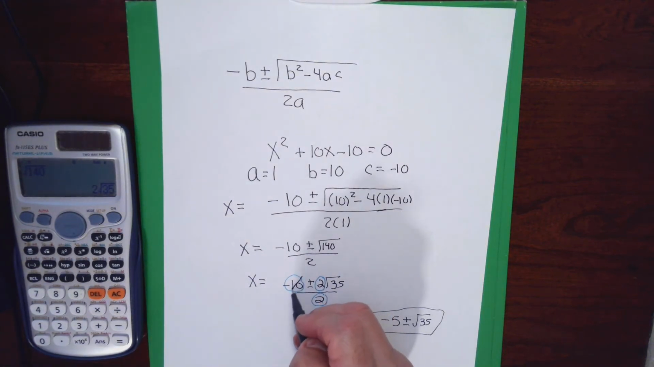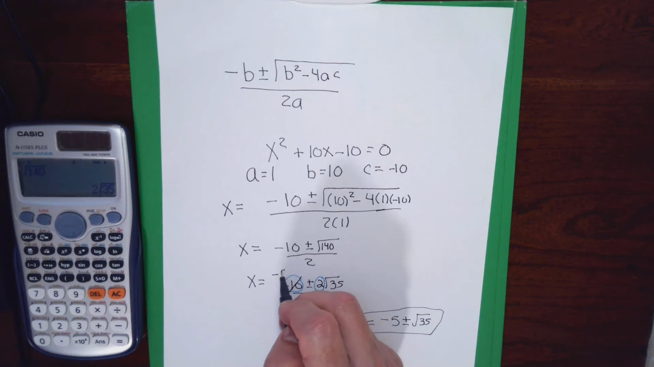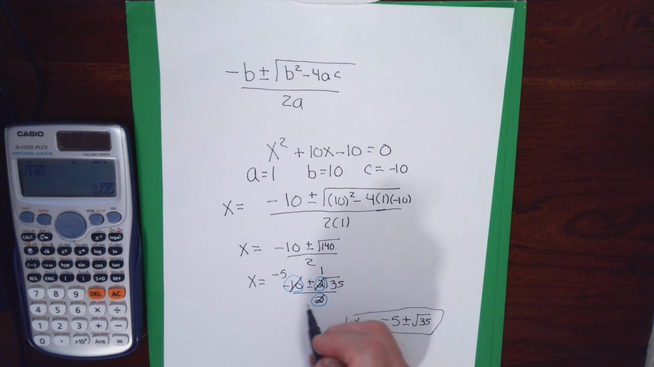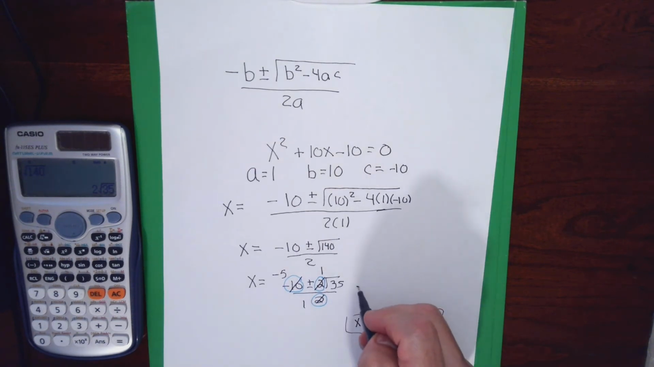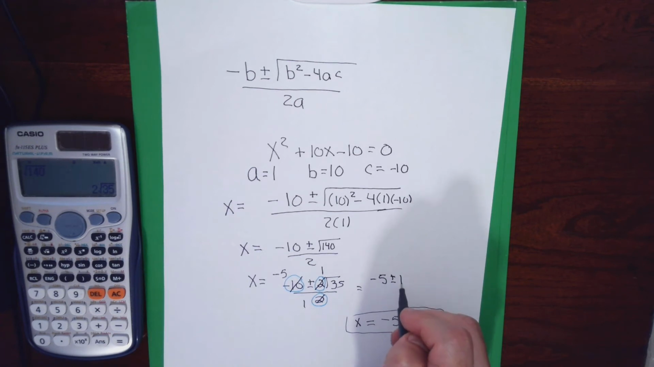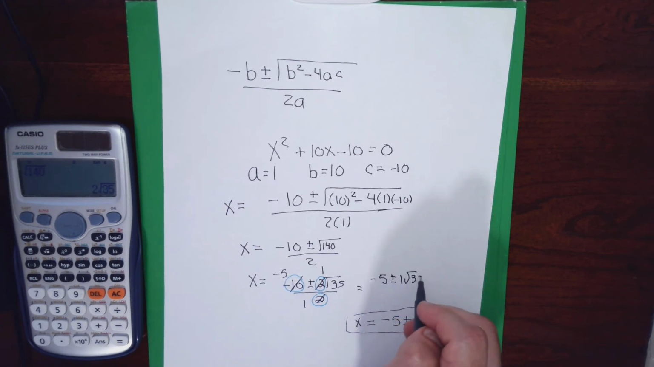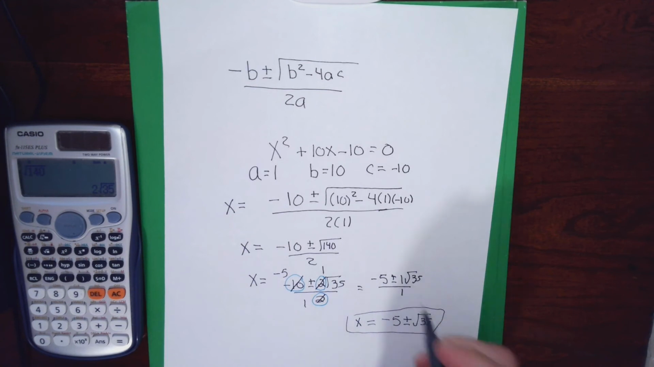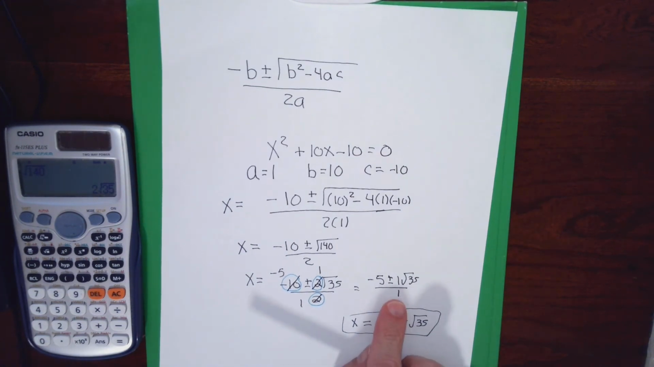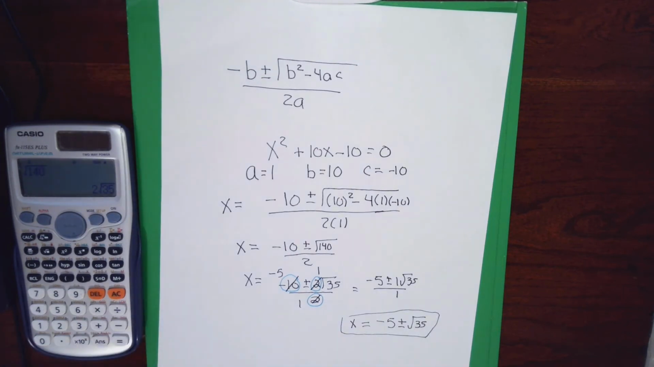I'm going to go negative 10 divided by 2 is negative 5, 2 divided by 2 is 1, 2 divided by 2 is 1. What I have now is negative 5 plus or minus 1 square root of 35 over 1. And that's equal to what my calculator gave me because I don't need to write the 1 in the denominator. If fractions with 1 in the denominator aren't necessary, you can just write the numerator and you don't need a 1 before the square root.